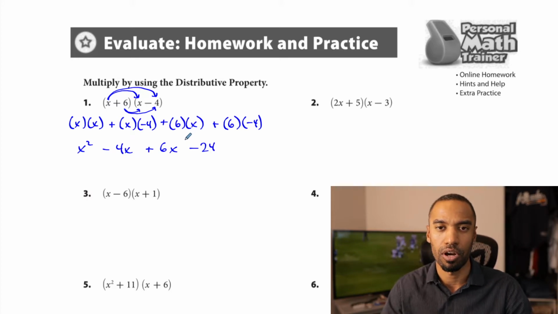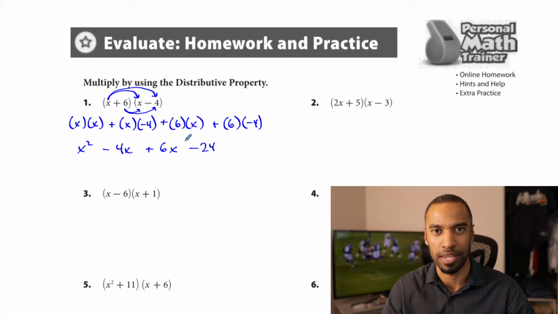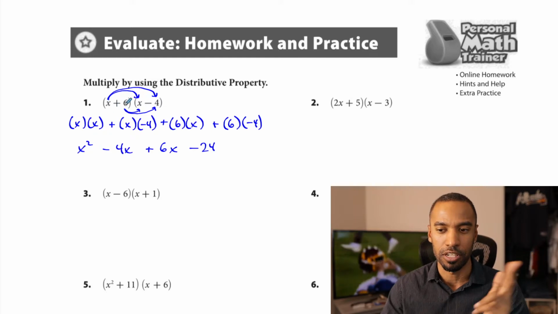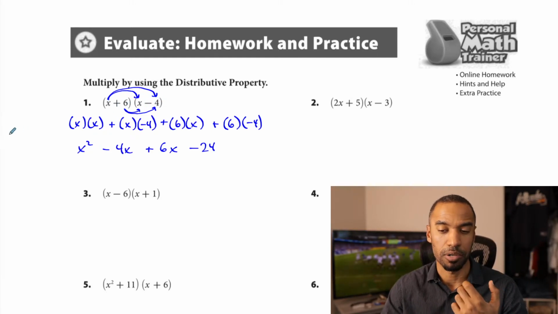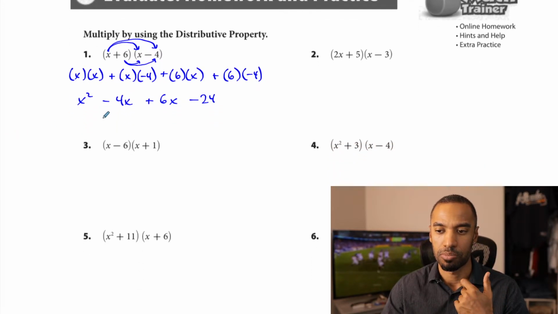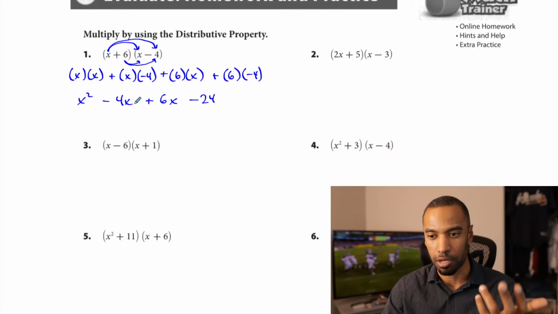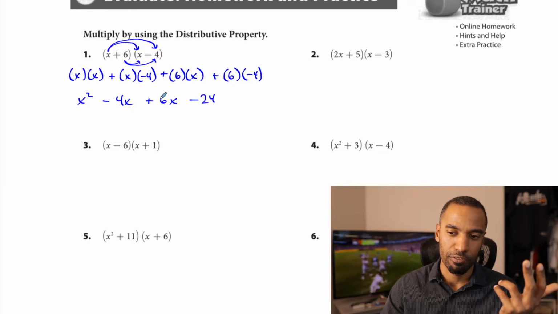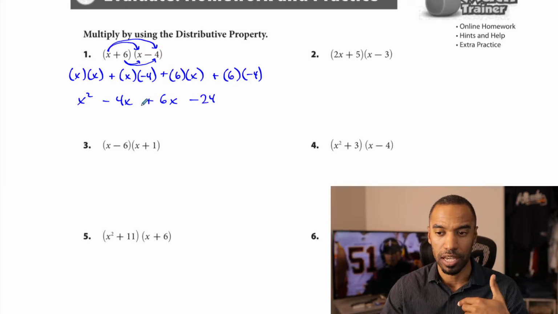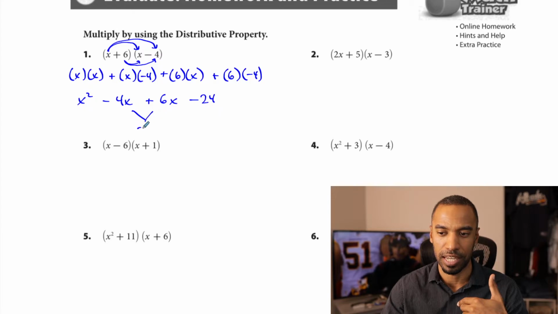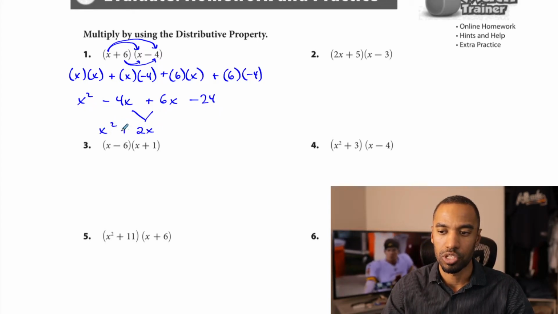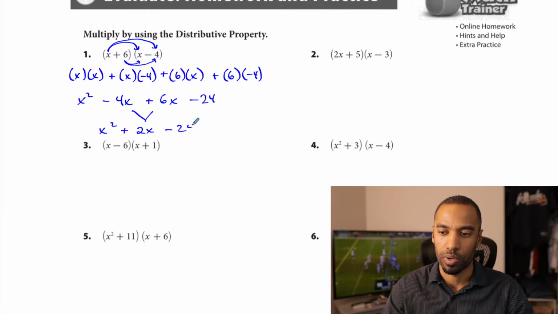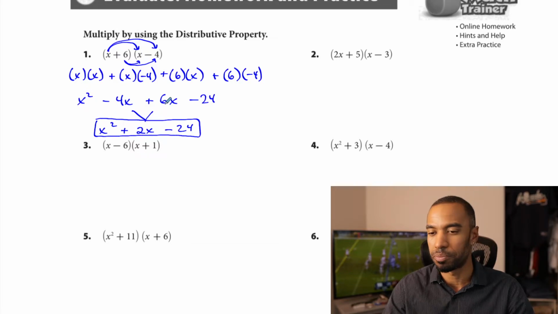I can almost guarantee you that all of these will be in standard form in the end, just because I think they're going to start them off in descending order of degree, so it'll be good. But you need to combine like terms. There are oftentimes going to be a set of terms that can combine with each other. Like the negative 4x plus 6x, those two can combine together. I add negative 4x with 6x and I get positive 2x. So I get x squared plus 2x minus 24 like that. And that would be the final result after multiplying everything out through distribution.